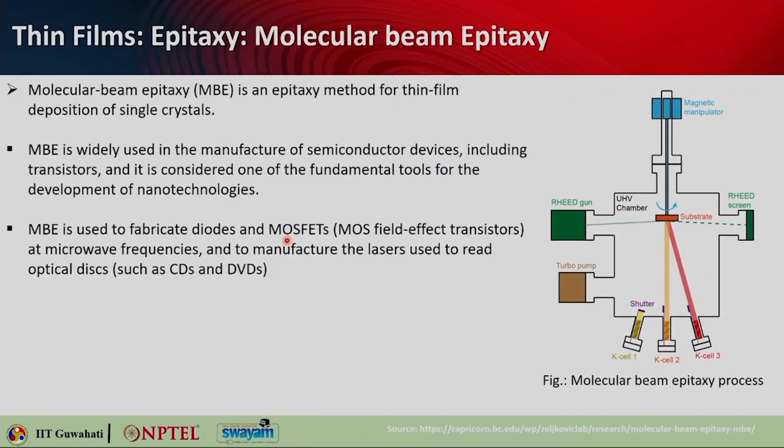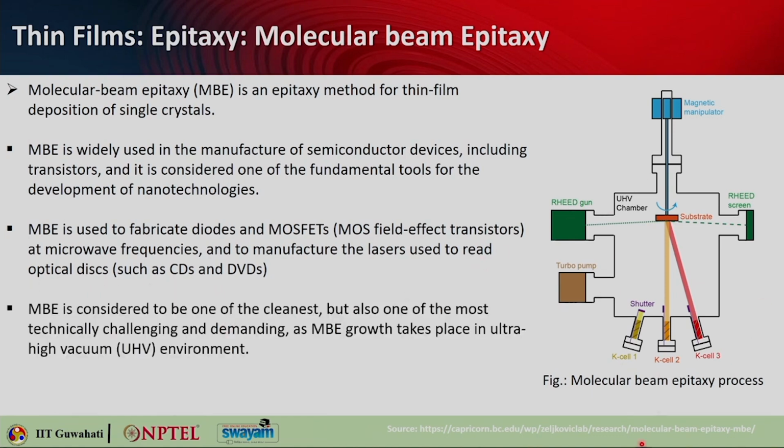The other method is called molecular beam epitaxy. This is an epitaxy method where thin film deposition of single crystals takes place. So, this particular method is widely used in manufacturing semiconductor devices, something like transistors, and it is considered as one of the fundamental tools for development of nanotechnology. So, MBE, molecular beam epitaxy, is used to fabricate diodes and MOSFETs. MOS means metal oxide semiconductor, FETs, working at microwave frequencies, and to manufacture the lasers used to read optical discs such as CD and DVDs. So, I will go into the process soon.